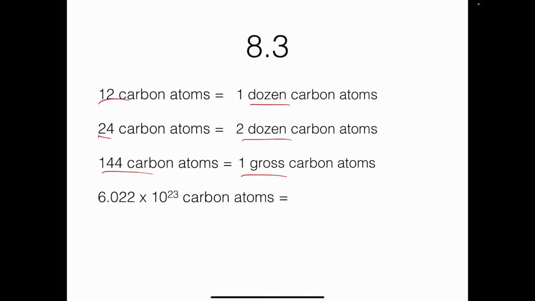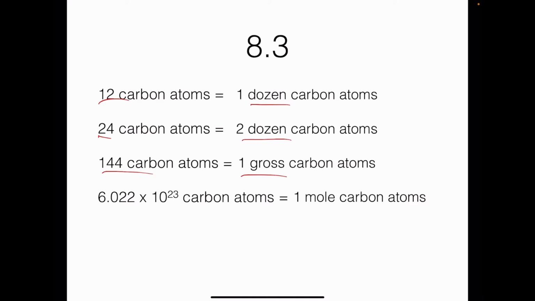A dozen people is 12 people. A dozen chairs is 12 chairs. It doesn't matter. All that matters is that I have the correct number to reflect the correct unit. So if I'm talking about 6.022 times 10 to the 23rd carbon atoms, I now have 1 mole of carbon atoms. So here's the fun part.